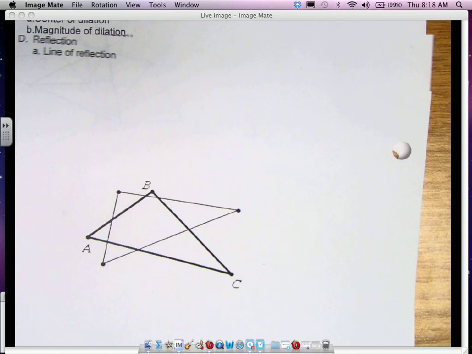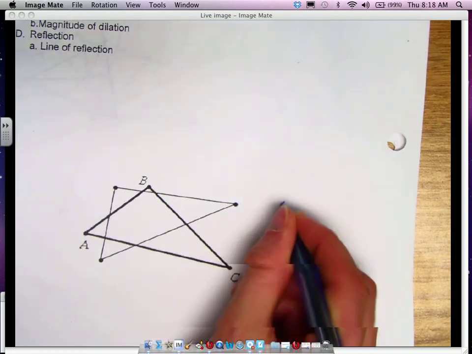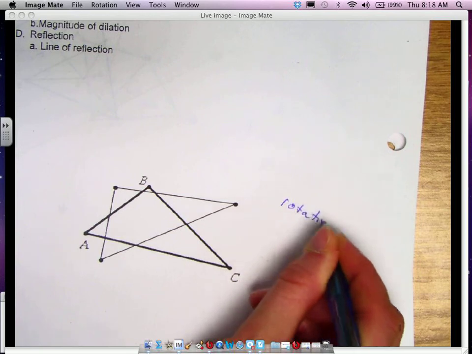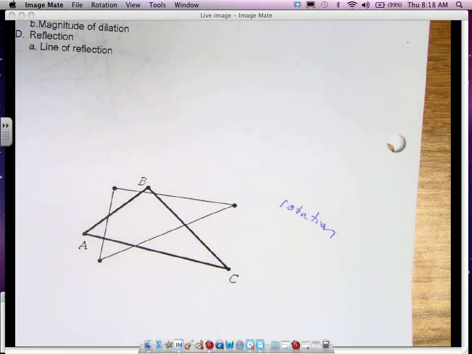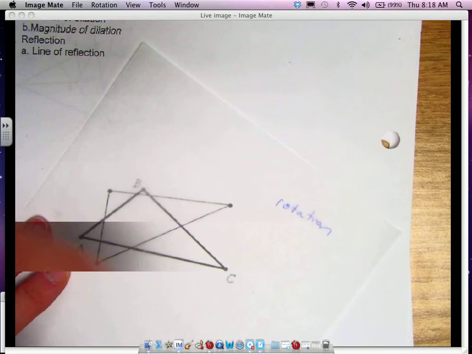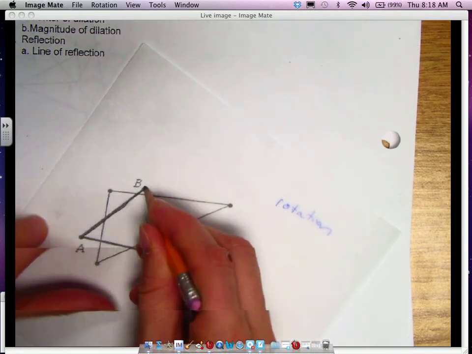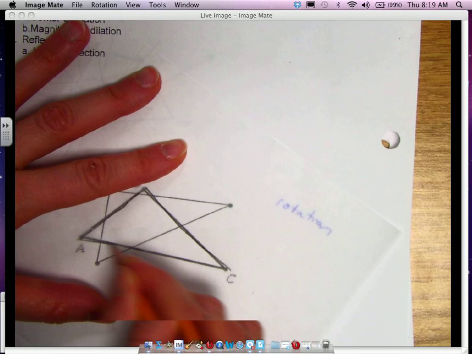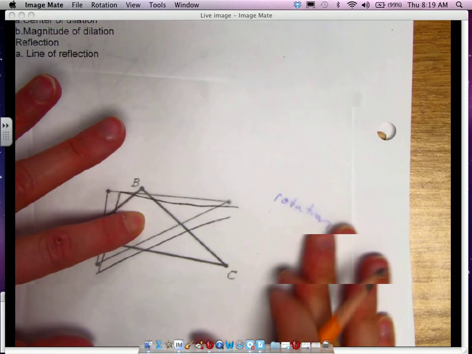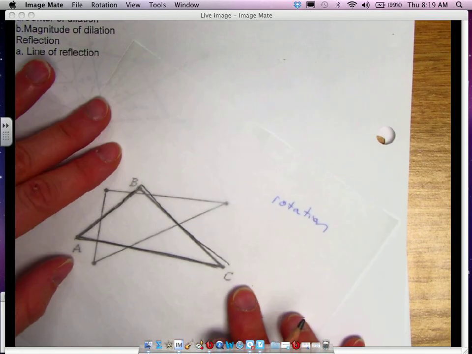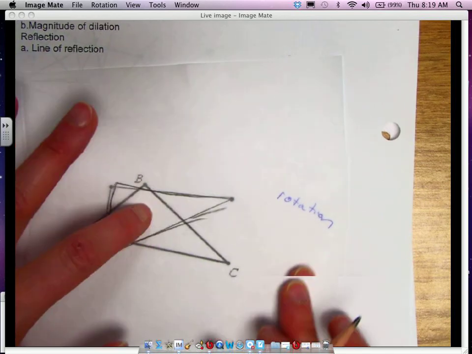What is this? Is this a translation, rotation, dilation, or reflection? Okay, it's rotation. This is where I would get myself some patty paper if I were you, because I do feel still that that is the best way to do this. I would trace and try to figure out where my center is. You could even do it the opposite way.